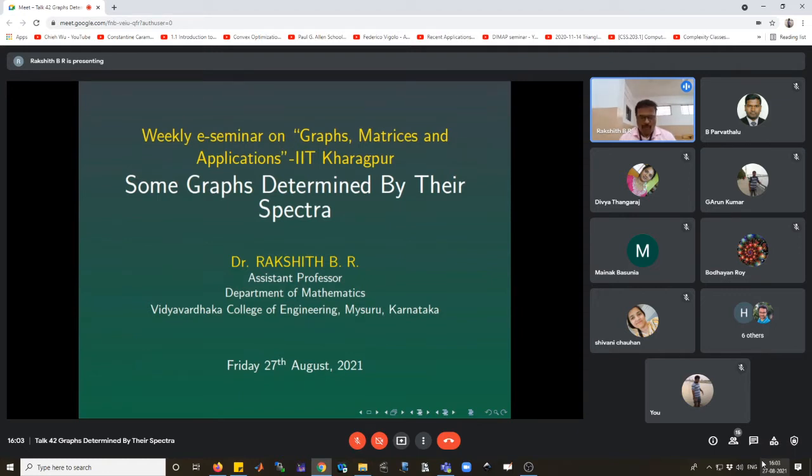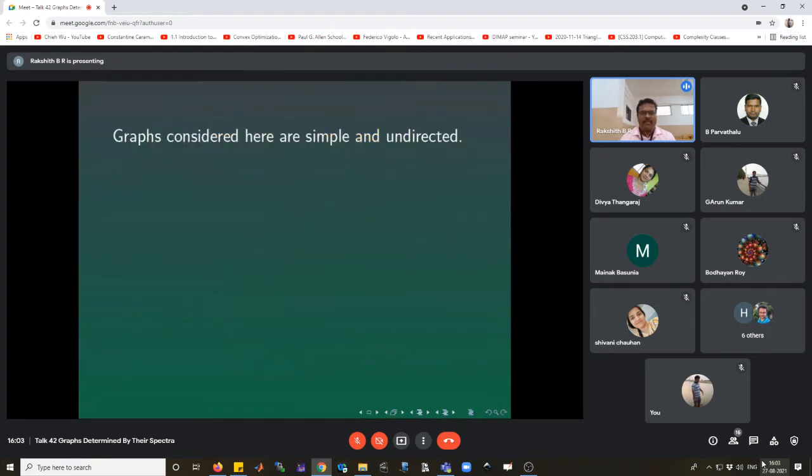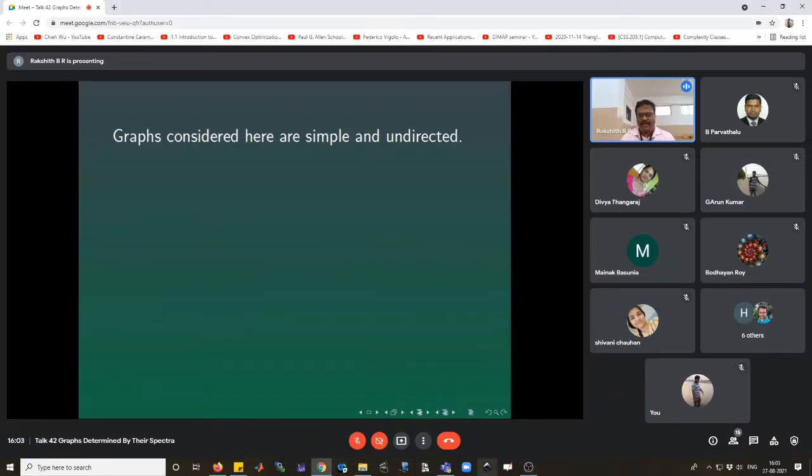So, the topic that I would like to discuss is graphs that are determined by their spectrum. Before looking into what the topic actually means, we first look into some definitions and some prerequisites, which could be useful to understand the results that we are going to discuss here. First of all, graphs considered here are simple and undirected, so no directed edges are considered.